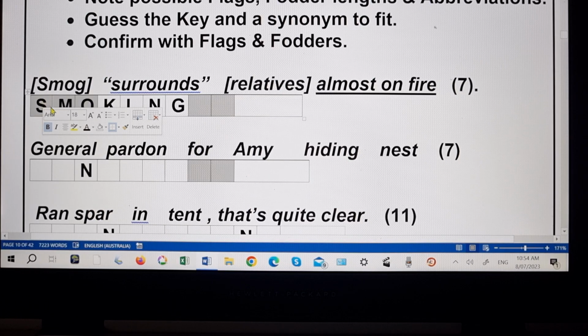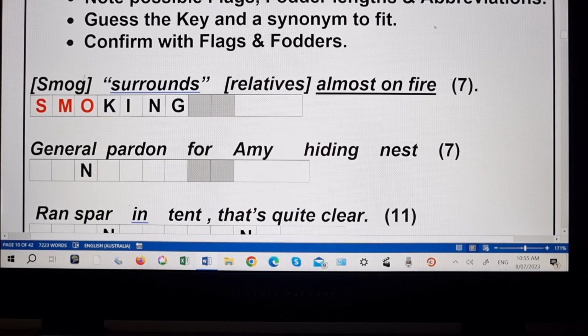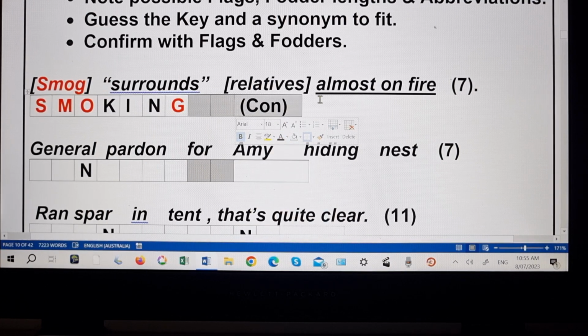SMO. Make it a red. Got it this time. So that SMOG is coming down as part of the answer. Got it? Now what does smog surround? Smog surrounds kin. Relatives, of course, are kin. And there it is. Smog surrounds kin. Got it. And that's almost on fire. I think we approve the answer is smoking. And that's a container. Okay?